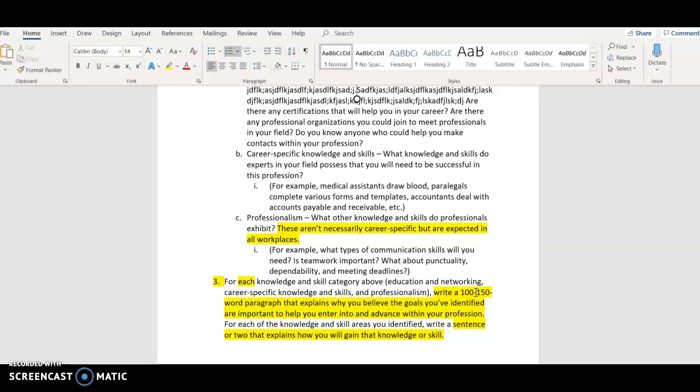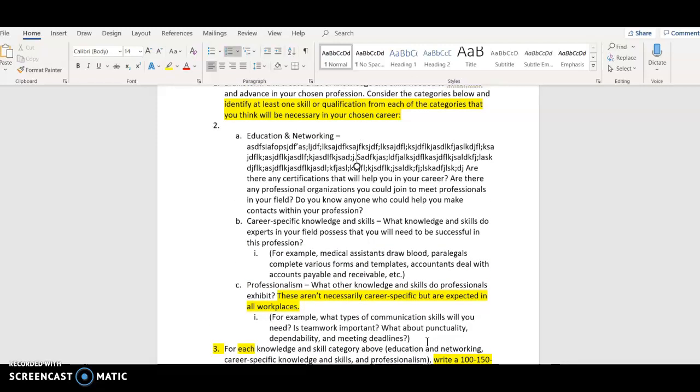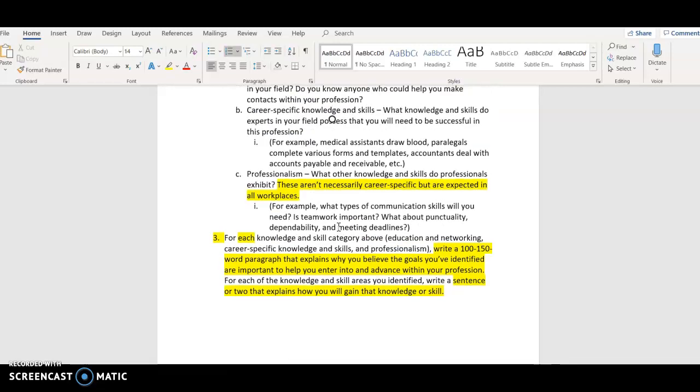Another thing in this item here is that at the end of each paragraph, this last part says, please write a sentence or two that explains how you will gain the knowledge or skill. So if your education and networking is asking about professional organizations and talking to people within your profession, your last sentence or two should say how you're going to go about getting in contact with people in your field. For career specific knowledge and skills for part B, how are you going to gain those career specific skills? Is it in college where you are right now?